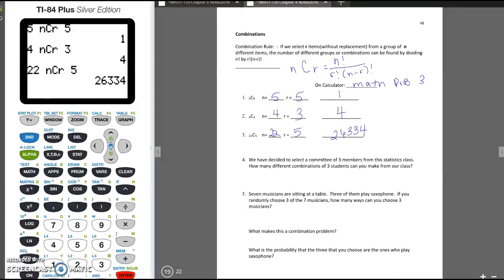Okay, here are some word problems you'll see that would let you know that you're using a combination. Number 4 says, we've decided to select a committee of 3 members from the statistics class. How many different combinations of 3 students can you make from our class? Let's just assume there are 20 students in the class. When we're talking about a committee, we don't care what order people are in. We're not ranking them like president or vice president. They're just forming a group. So this is going to be a combination. We're going to do 20C3.